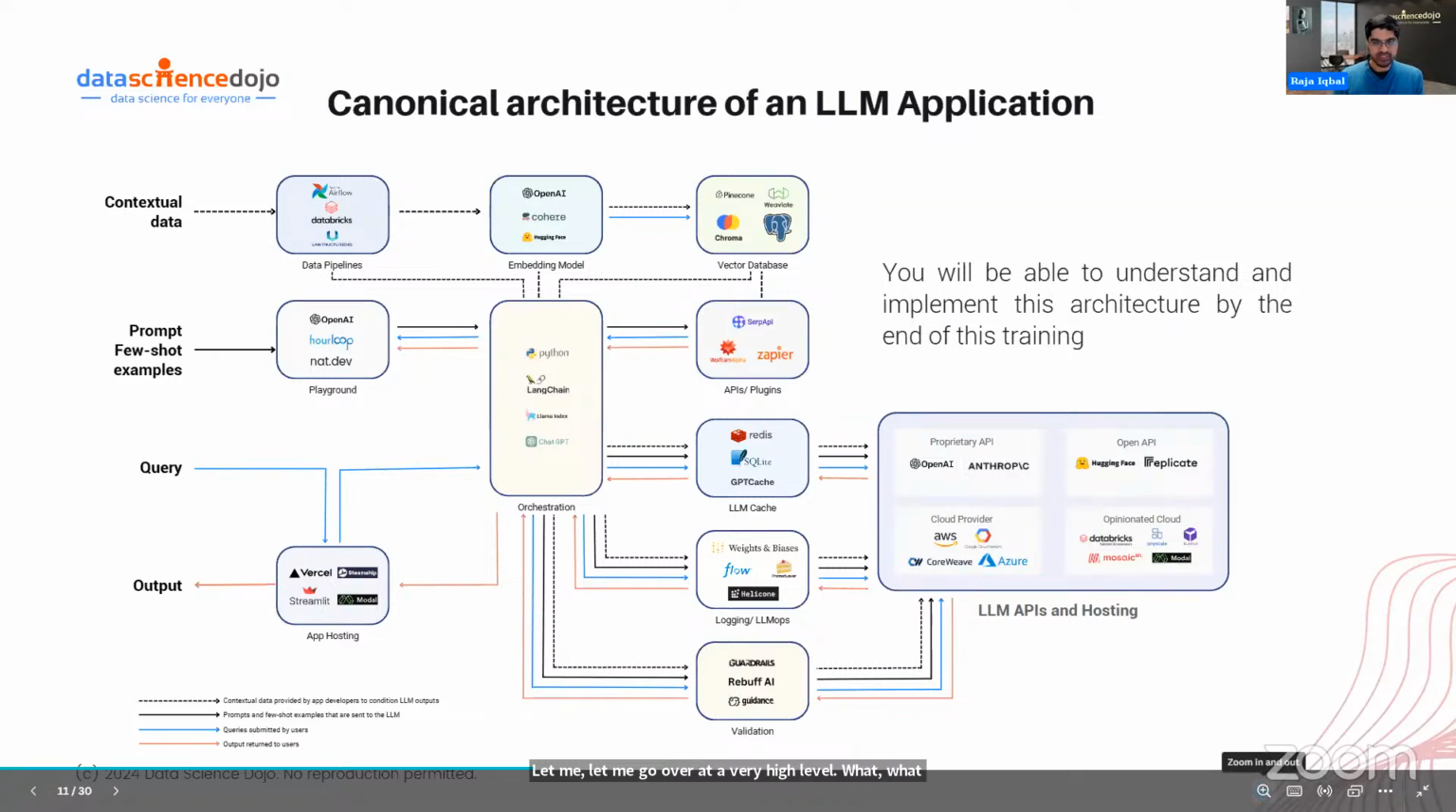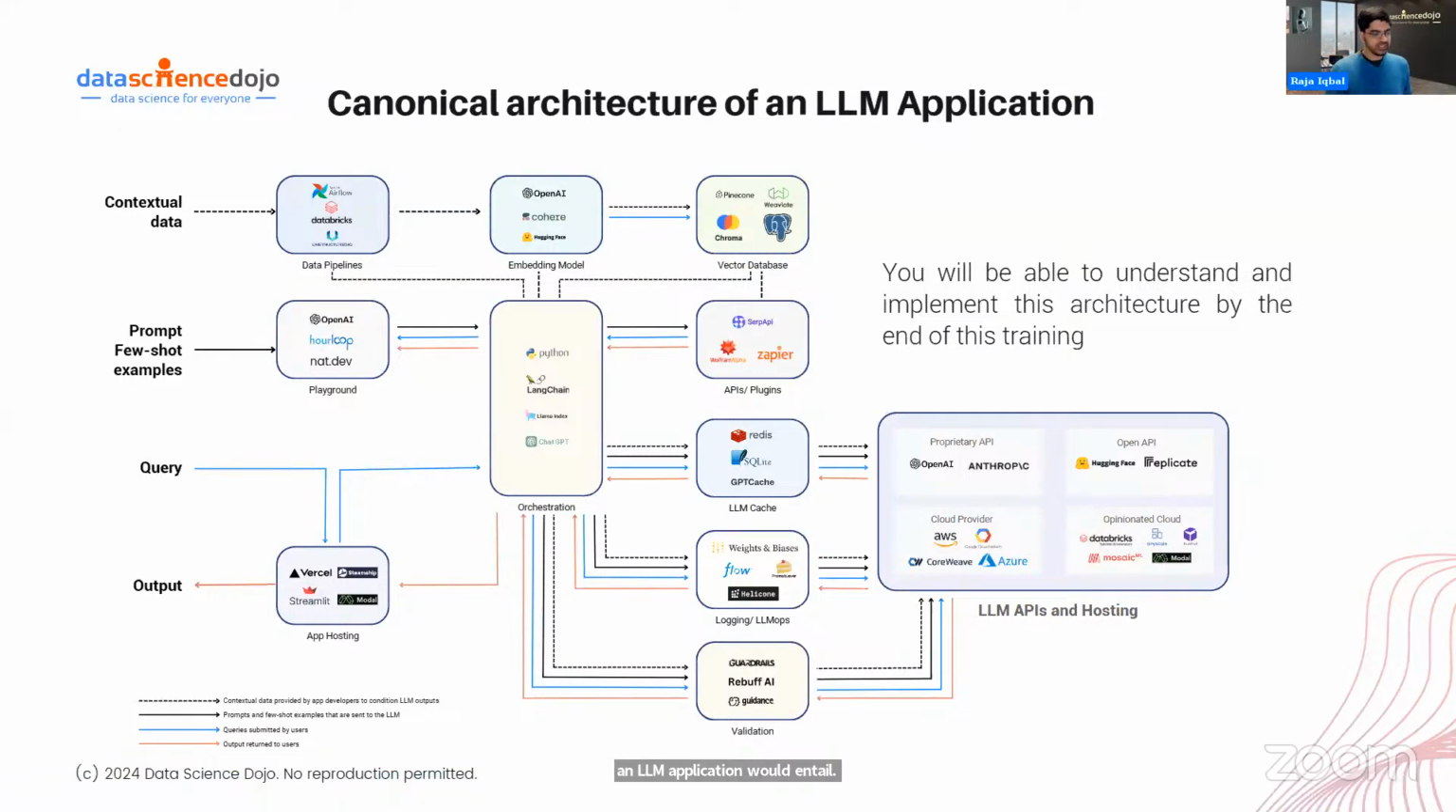Let me go over at a very high level what an LLM application would entail. At the core of it, an LLM application has what we call an LLM. It could be closed source, or open source deployed in Azure, AWS, maybe your self-hosted deployment, or maybe on your own laptop, depending upon how big the model is. Then within this ecosystem, you also need a vector database, and I will explain why you need a vector database here.